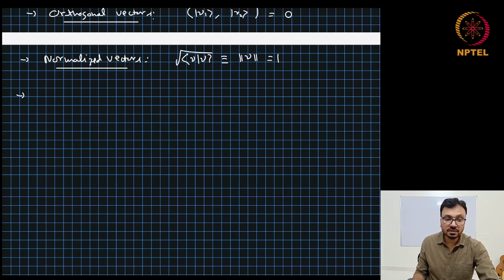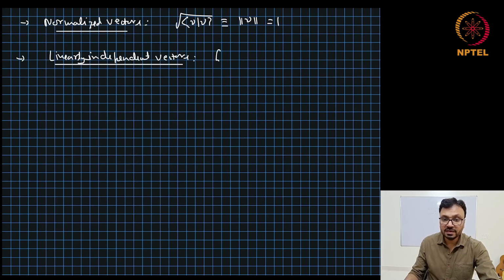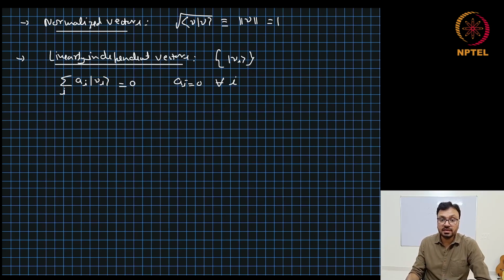So if we have linearly independent vectors, if we have a set of vectors vi, then they are called linearly independent if the sum over i of some scalars ai times vi equal to 0 has the only solution such that ai is 0 for all i. Then only we call this set of vectors linearly independent.